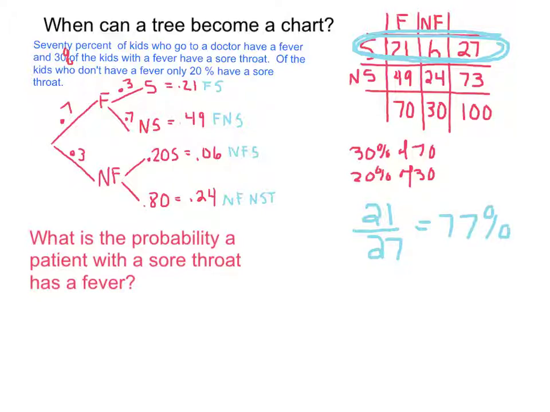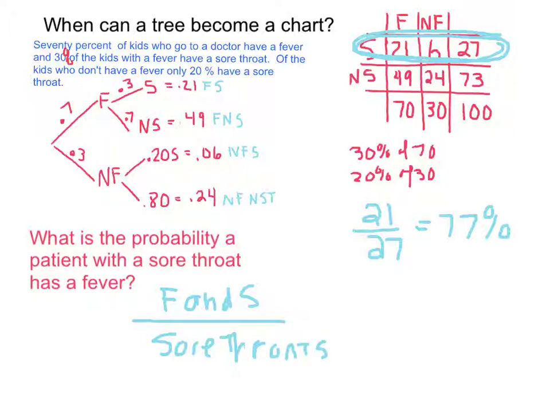Now, let's say that I didn't have the chart to look at and I had to answer that same probability problem with a tree. Answering the question, what's the probability a patient with a sore throat has a fever, means you have to take people who have a fever and people who have a sore throat out of all of the people who have sore throats. Let's spell throat right. All of the people that have sore throats.